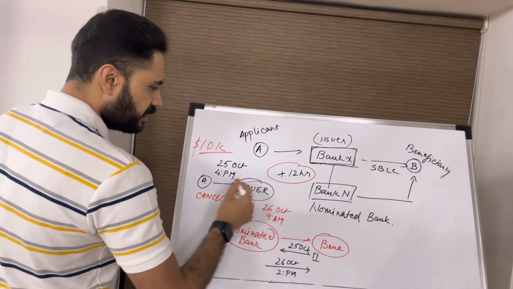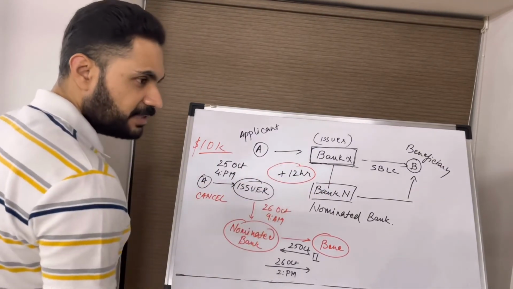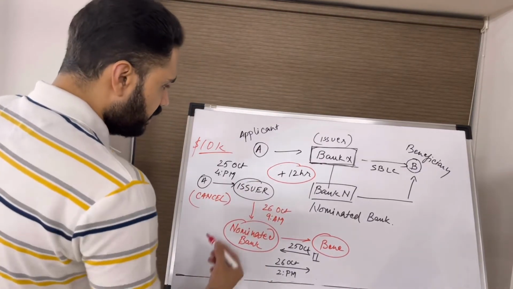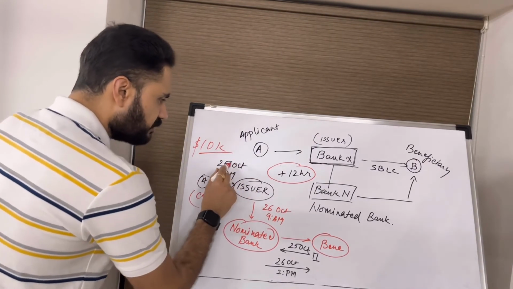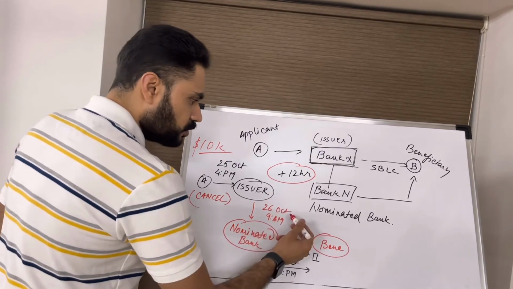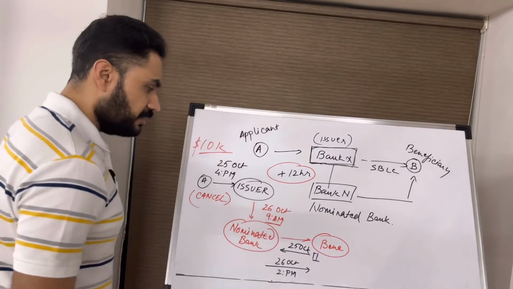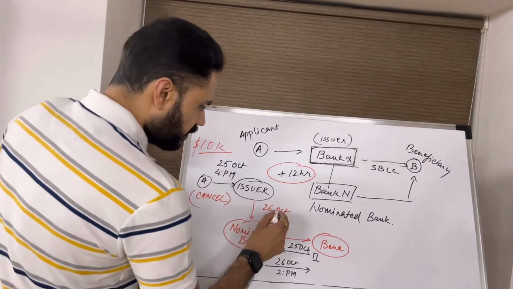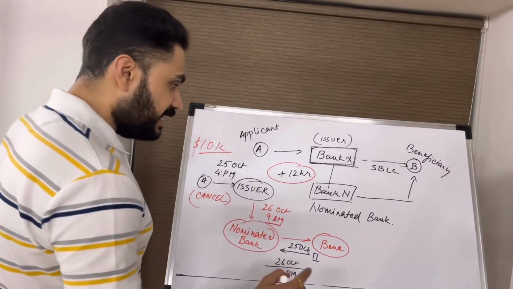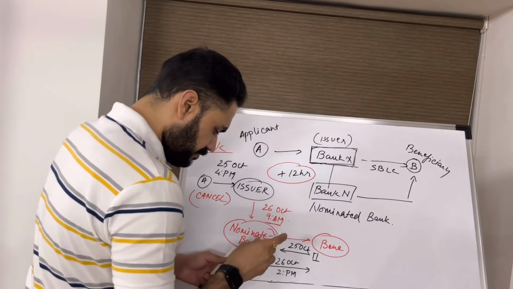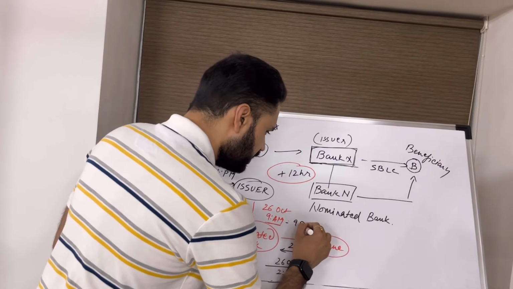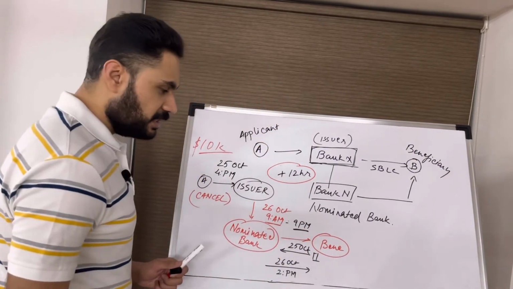Applicant gave the request to the issuer to cancel the undertaking. Issuer forwarded this request to the nominated bank. Now this request was given by the applicant on 25th October at 4 p.m. Issuer sent this request on 26th October immediately as the issuer opened. Now when it is 9 a.m. on 26th October at issuer's end, it is 9 p.m. at the nominated bank's end, because there is a 12 hours difference.